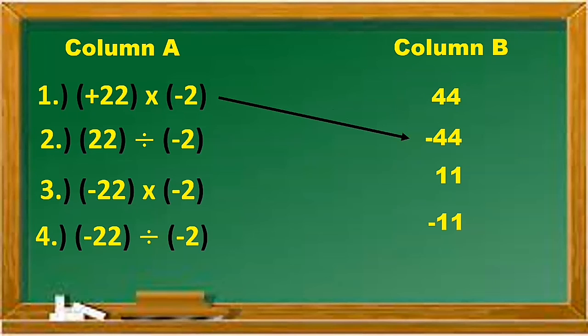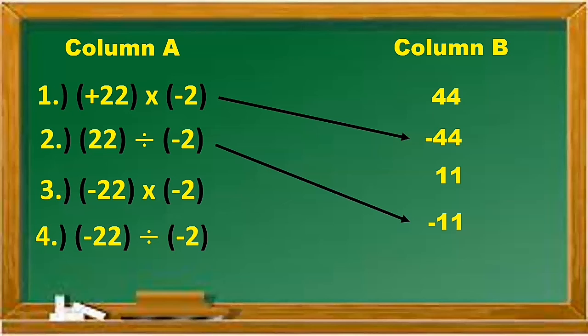Next, number 2, 22 divided by negative 2. What is the answer? Great, it is negative 11. Very good, because 22 divided by 2 is 11. And then we have positive divided by negative, wherein the answer is negative. If you are going to divide unlike signs, the answer is negative.